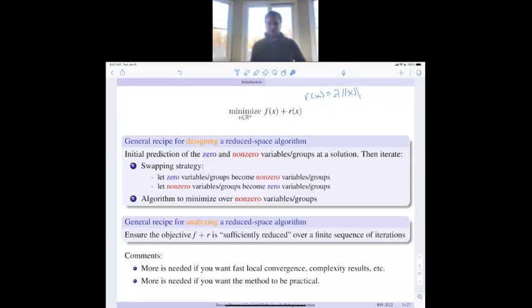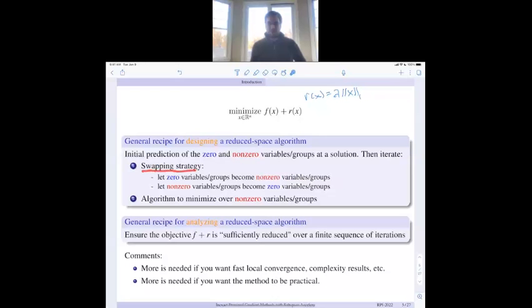Okay, so the general recipe that I have at the top of the slide here is really getting us to start to formalize the general principles when you're designing these reduced space algorithms for problems of this type, f plus r. And we're assuming that r is some kind of sparsity inducing regularizer. So there are going to be some variables or blocks of variables of x that are going to be 0 at the solution.